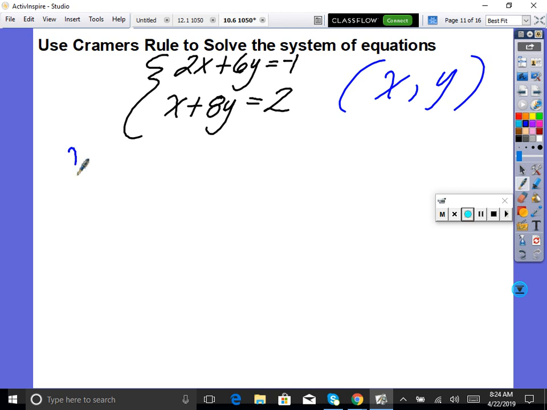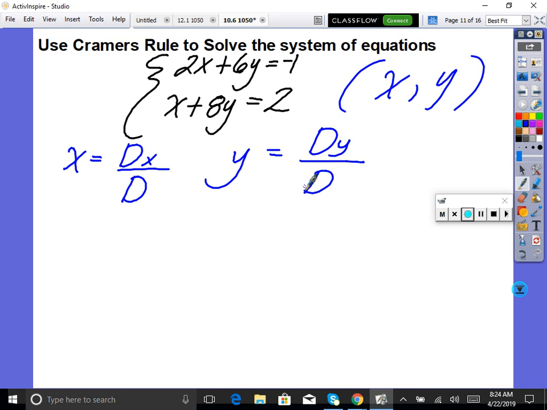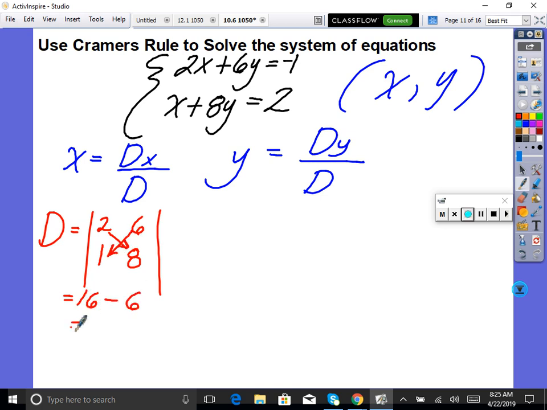So now you'd say, well, x is equal to Dx over D, and y is equal to Dy over D. So your first step, honestly, is to go and find out what D is. So D is equal to the determinant of the original without the equal sign. So that would be 2, 6, 1, 8. That's the determinant of the original. So the determinant of the original is equal to 16 minus 6, which is 10. So just a reminder, our D is 10. So I'm going to put 10 here and 10 here in our formula.